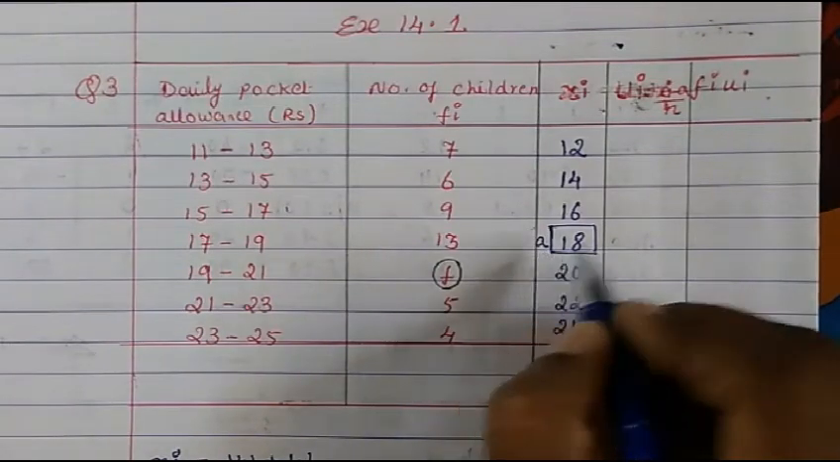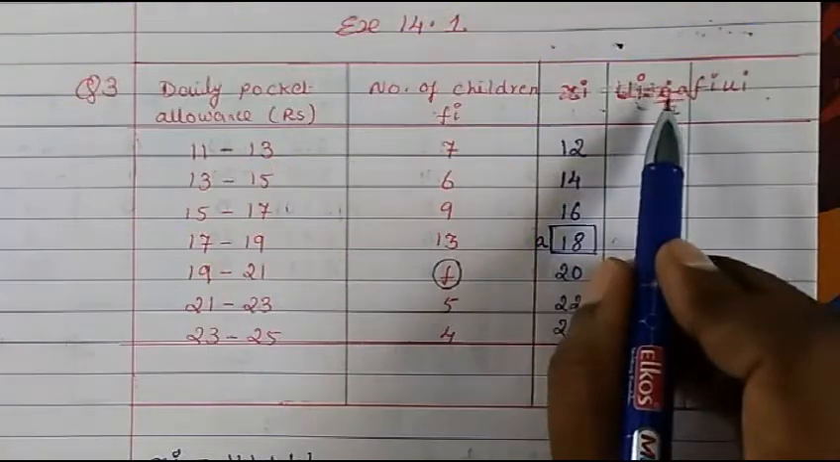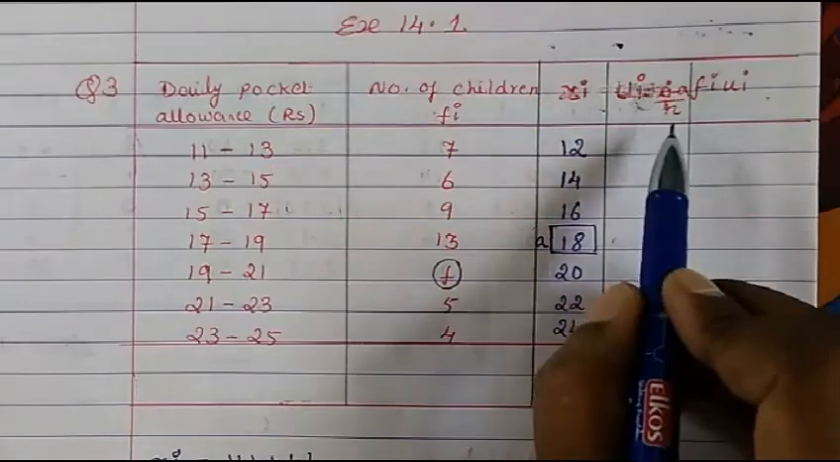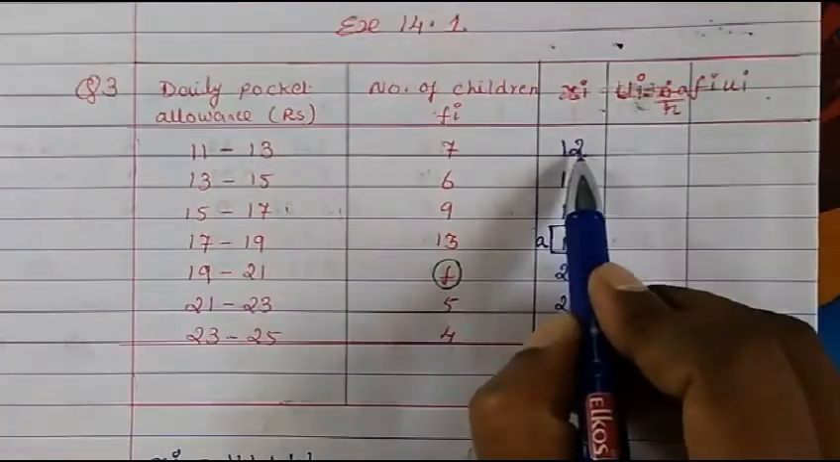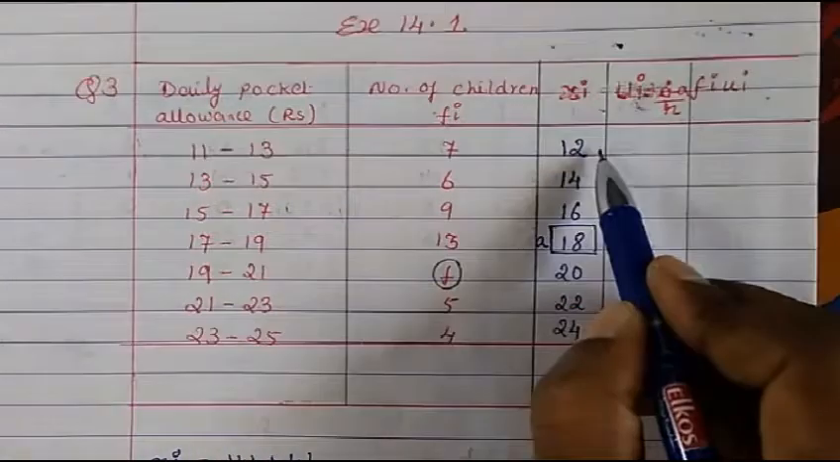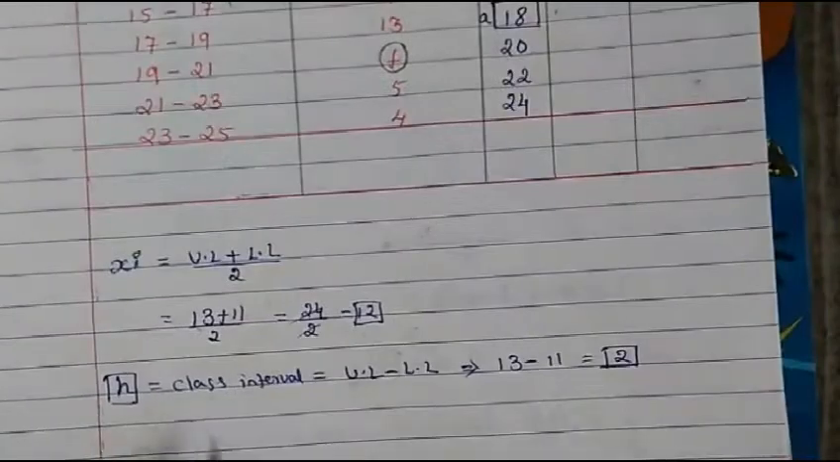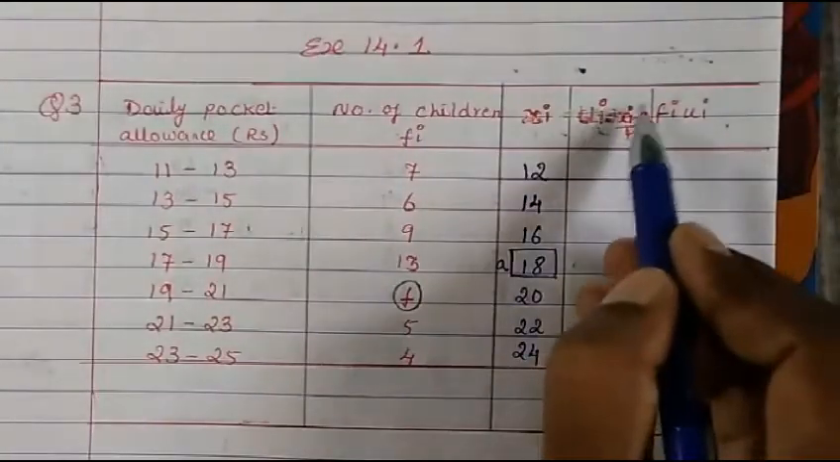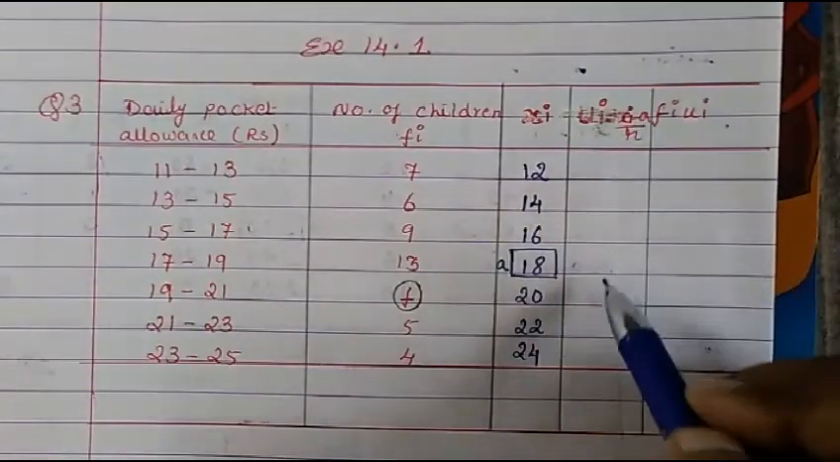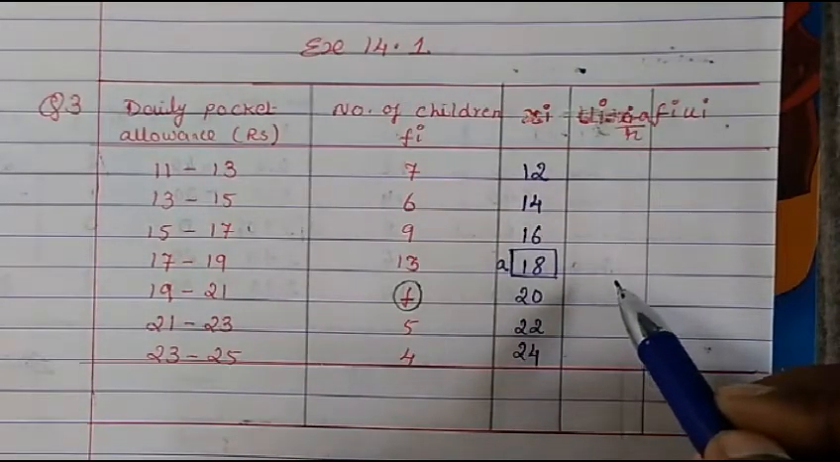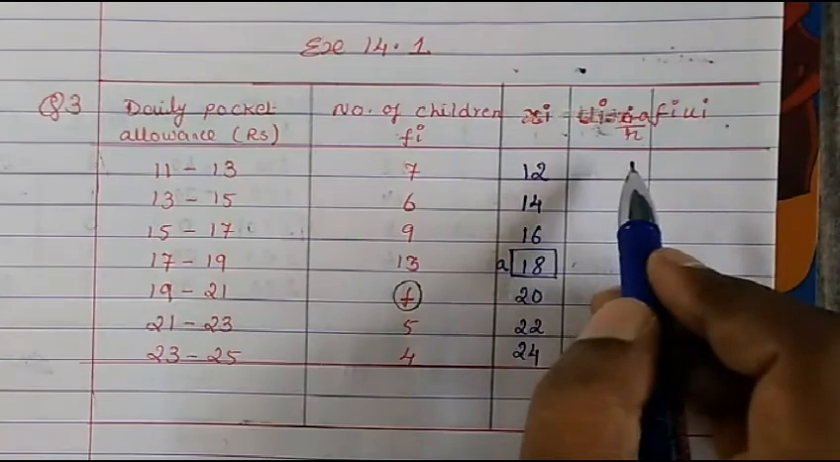So once you get A, the calculation is like that: xi minus A upon h. That is xi is 12, minus A is 18, then divide by h. H is what? Class interval. H is class interval 2. So directly you can do that calculation and write down here ui, but then there is a short method.